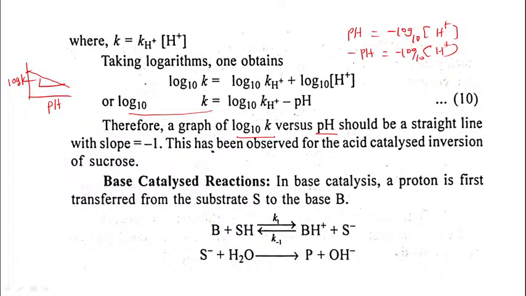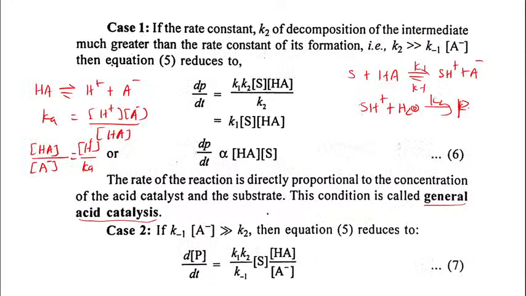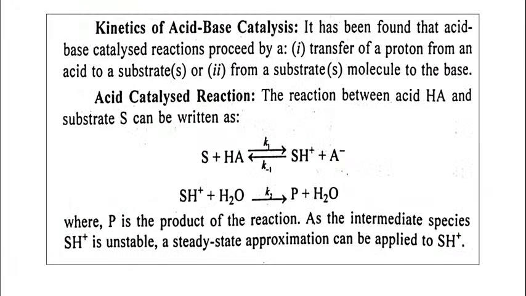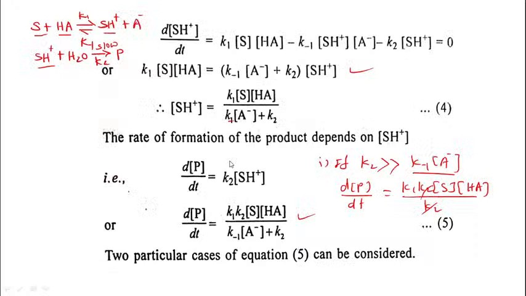So in this way we derived the acid catalyzed reaction. Once again I would like to show this acid catalyzed reaction. We started from the reaction between the acid HA and substrate S. We first found the concentration of the intermediate by this process, then the rate of formation of the product with respect to time is equal to K2 into SH positive.